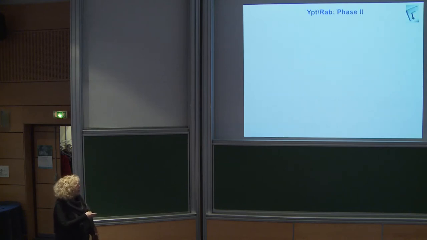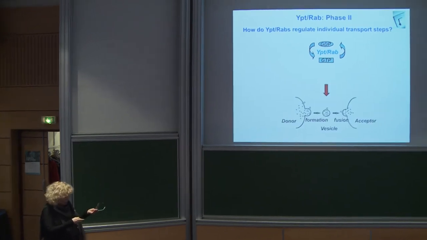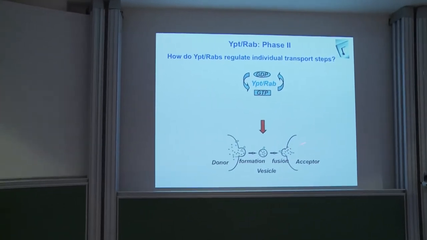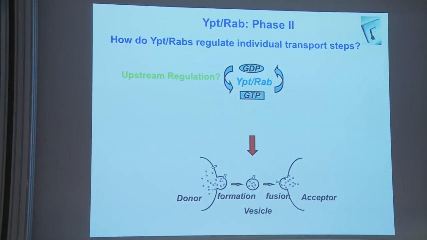Okay, in phase two, and I'm getting to your question, don't worry. We knew that they are molecular switches. We knew that somehow they regulate vesicular trafficking, but we didn't know what's in between, okay? So the first question was, how are they regulated? What's the upstream regulation of the Rabs? Who turns them on and off?